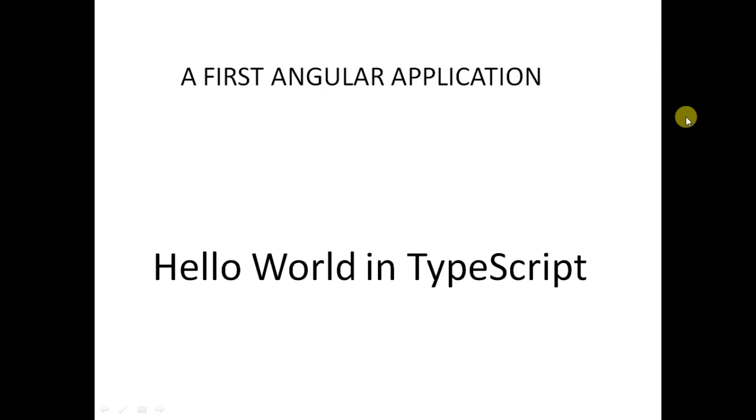Let's create an index.html file, which will start by loading the required Angular script, the TypeScript compiler, and the System.js module loader. When the application is launched, the Hello World tag will be replaced with the content of the template from the annotation.